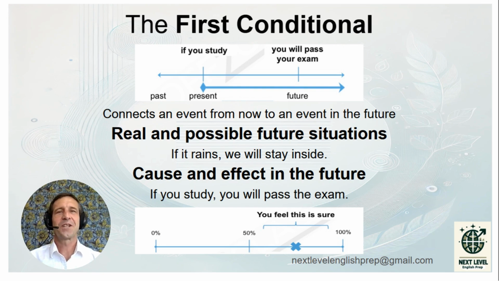The first conditional connects something that could happen now or in the future with a possible result. It's used for real and possible situations, but it's only used for things that could actually happen. It really helps us talk about the possible causes and effects of things. Like, if it rains, we will stay home. It is possible that it'll rain. And if it does, we'll stay home. So, the first conditional is a really good way to talk about a cause and its effect.